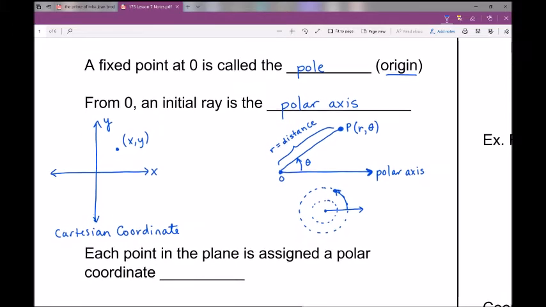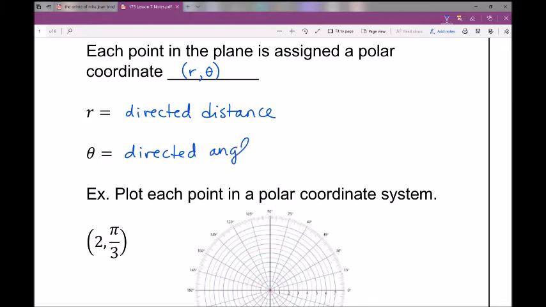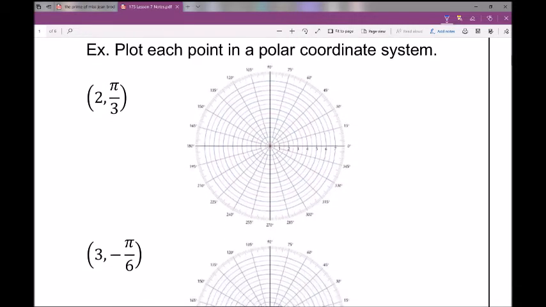So we're going to practice graphing a few of these now. So, alright, each point in the coordinate plane is going to have a polar coordinate, which is still an ordered pair of the radius and then the angle that we're going around. So, as I said before, r is going to be a directed distance, and theta is going to be a directed angle. And all we mean by directed is that r and theta can be positive or negative. Okay, so we're going to practice plotting a few points in the polar coordinate system.